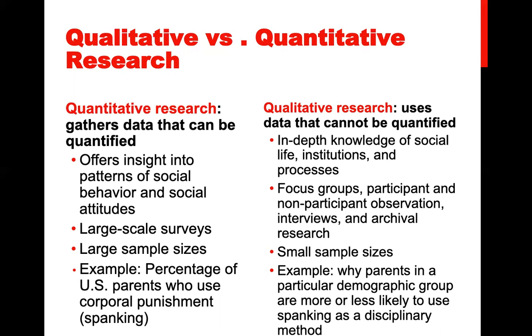So the example I give here is, if you just wanted to know what percentage of US parents use corporal punishment? That's the type of question that can be easily answered with quantitative research. But if you want to know why parents in certain demographic groups are more or less likely to use spanking as a disciplinary method, well, that becomes a more complicated question. If you really want to get at people's motivations and rationales, you probably need to ask open-ended questions for that. And that's going to be that textual data that can't be quantified. And so you're going to have a smaller sample.